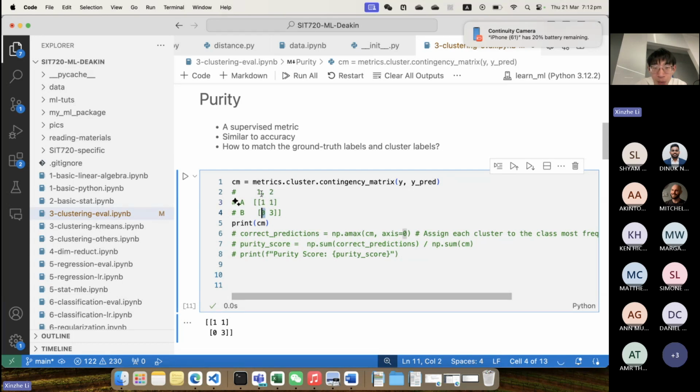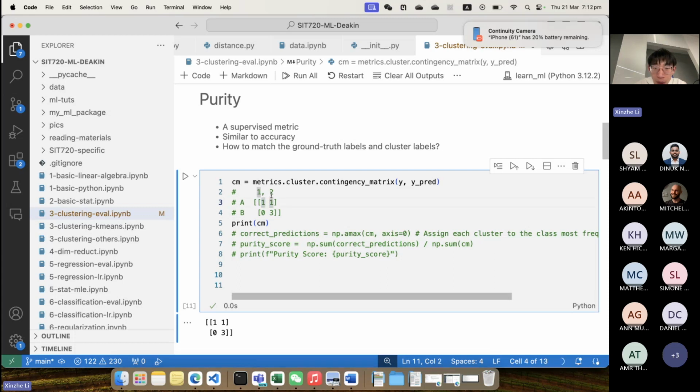There is 0 examples in cluster 1 labeled by B. So which label will you choose? A, right? Because you have one example labeled by A, 0 examples labeled by B in this cluster. So you will choose this. This is a correct prediction. We say this is the correct prediction because we map 1 to A.